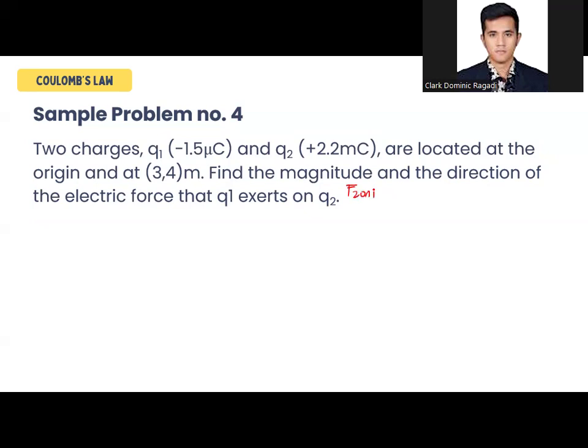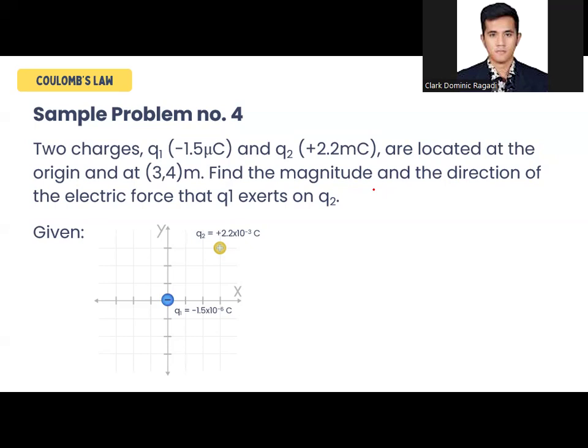So let's try to plot the charges. Since we are given coordinates, we should use the Cartesian plane. Okay, so let's draw the given. First we have a charge Q1 at the origin, which is negative 1.5 times 10 to the power of negative 6 coulomb. And charge 2 is located at (3, 4) meters. So that's our charge 2 equal to positive 2.2 times 10 to the power of negative 3 coulombs.